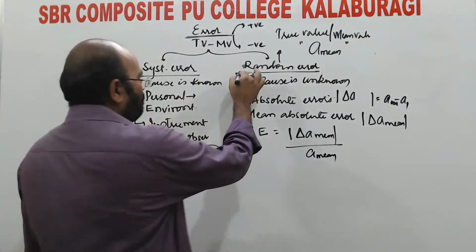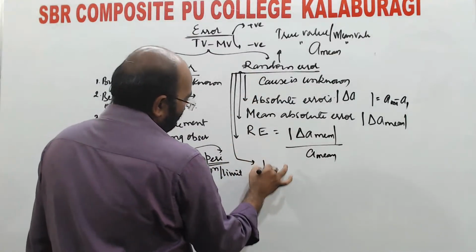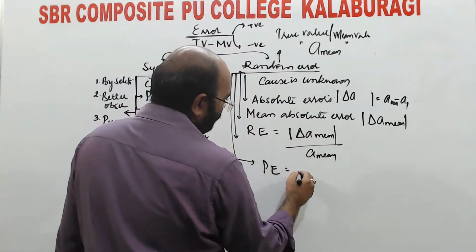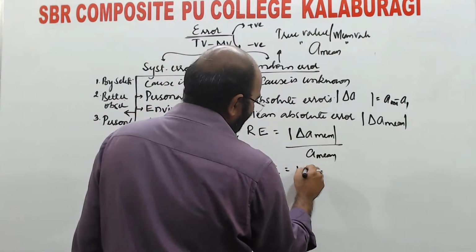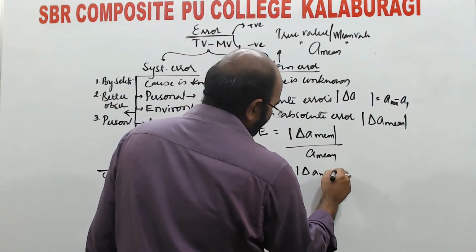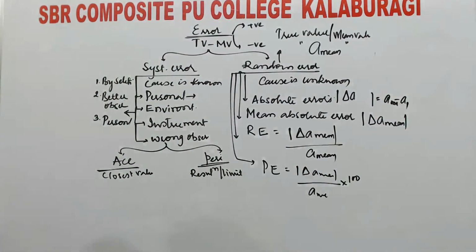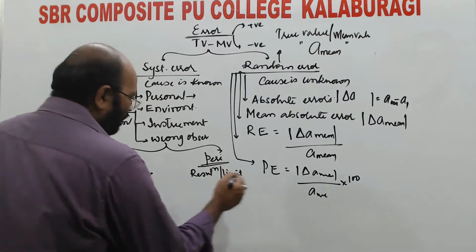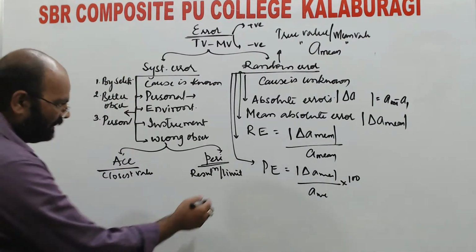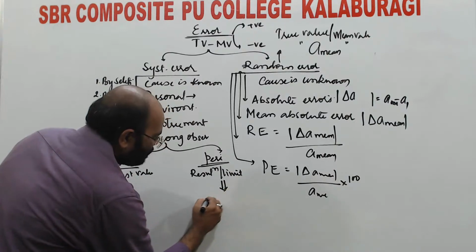Lastly we have percentage error. Percentage error equals the modulus of delta A mean divided by the mean value, multiplied by 100. This is the corresponding percentage error. After finding this percentage error, we go to the propagation of errors, which is divided into the following ways.